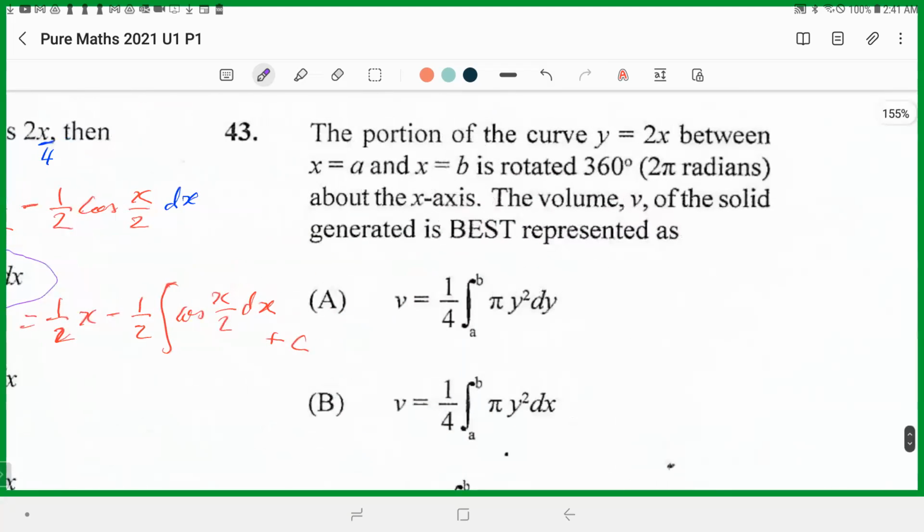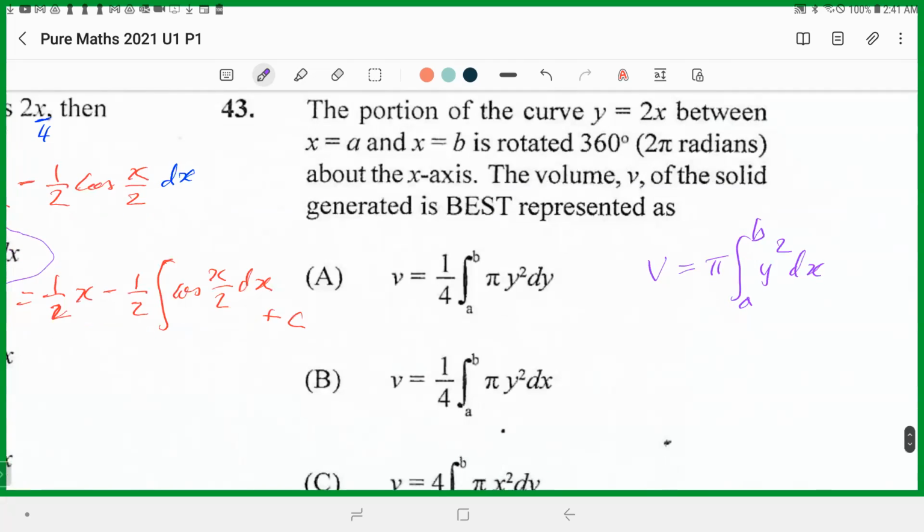This one says a portion of a curve y equals 2x between A and B is rotated 360 degrees, which is 2 pi radians, about the x-axis. The volume V of the solid can be best represented as one. So this is y now. And the volume, remember now, is pi times the integral of y squared dx, between A and B.